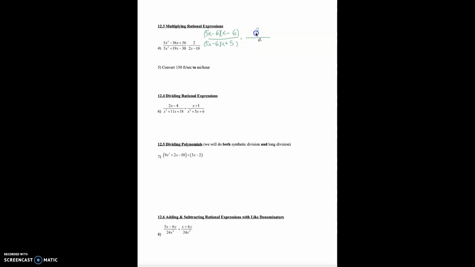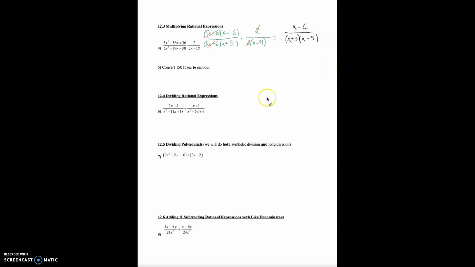All right, the second one, I notice I can factor out a GCF of 2 from the denominator. Everything's factored. Let's simplify before we multiply. So this 2 will cancel. 5x minus 6. Nothing else will simplify here. So our answer is x minus 6 over x plus 5 times x minus 9. And you do not need to multiply those together. You can leave that in factored form just like that.